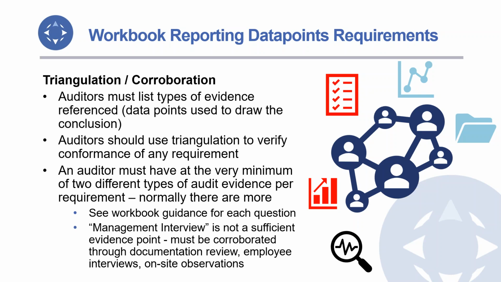Please note that if the annotated workbook provides you with examples of 5 different data points, it is not for you to choose one of those 5 data points to fill out. It is expected that you're able to corroborate those 5 evidence points unless the auditee doesn't have something in place, and that's understandable.